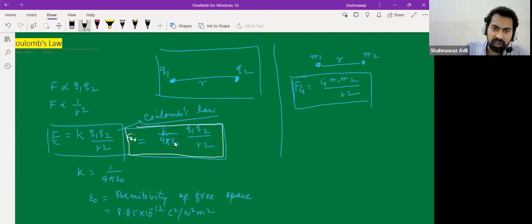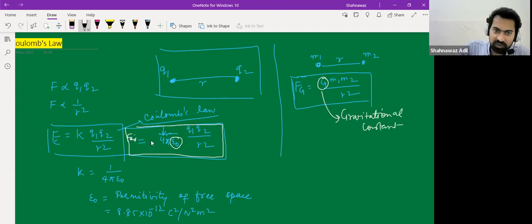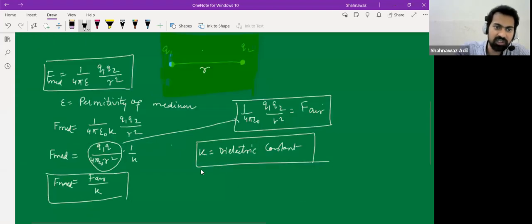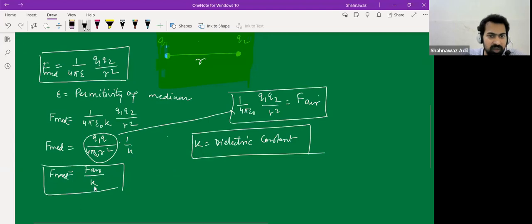So you can understand that this permittivity is the product of these electric nature of the charges. Similarly, we have this gravitational constant. So like the gravitational constant, you have this permittivity of free space. Now you understand this permittivity and this F air. So this is how this F air by K comes.